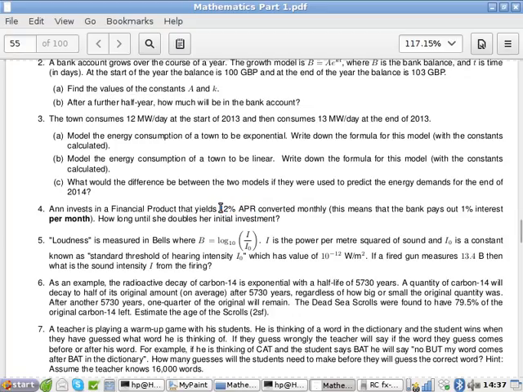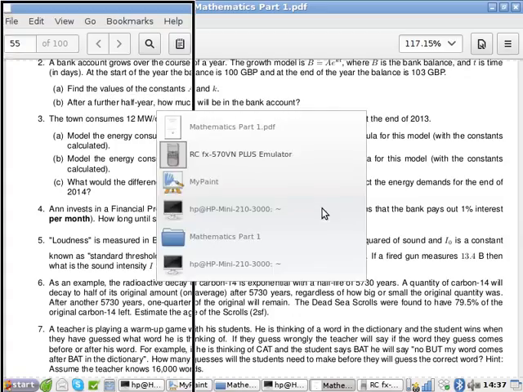Now, if it's 12% APR, that means it's 12% per year. But I tell you that it's converted monthly. What this means is the bank pays 1% per month. If they pay 1% per month, how much is that per year? That's like 12%. Yeah, so 12% APR monthly means 1% per month. Okay, good, good.